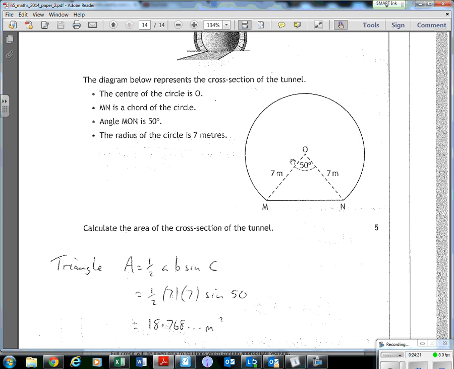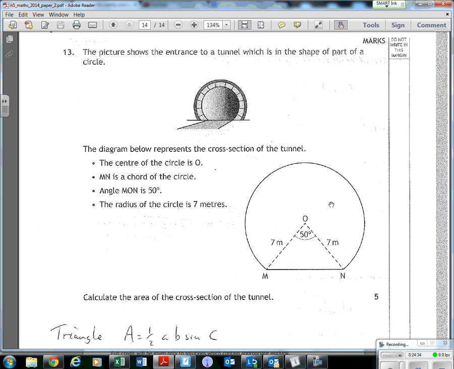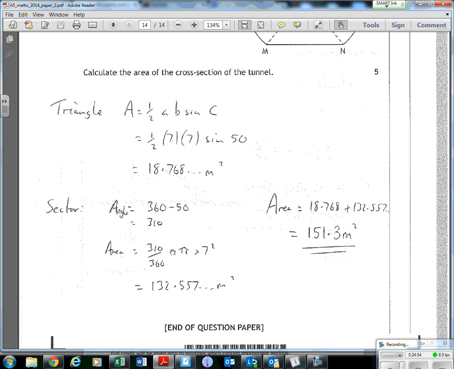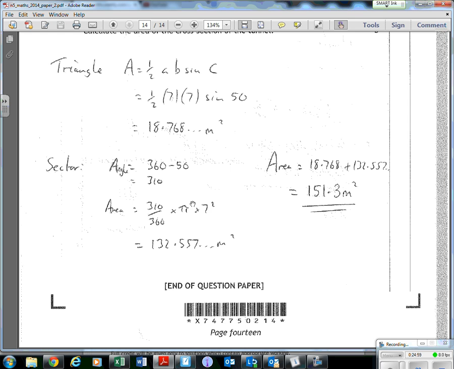Now this bit here, so I'm looking at all of this bit apart from the triangle. So 360 minus 50 gives me this angle. Then we are looking at that fraction of a whole circle. So you might have a formula like x over 360 times pi r squared or something similar to that. You're basically doing a fraction of a circle, and your fraction is 310 over 360, 310 360ths of the area of the whole circle. So 310 over 360 times pi r squared. Again, r is 7 still.